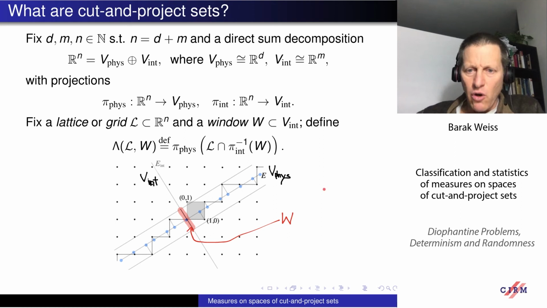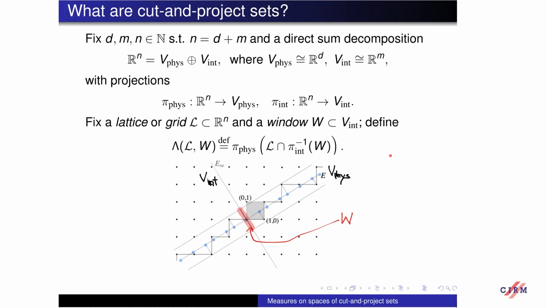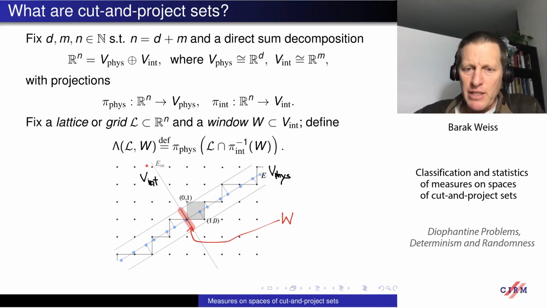So here's a picture explaining this. All the data that I had before are still on this slide, but now there's a picture. The picture is in 2 dimensions, so n here is 2, d and m are both 1. Physical space is this diagonal line running through the picture, a one-dimensional space. Internal space is the orthogonal line here. The cut-and-project set is the blue dots along the line. You're seeing that they're not a periodic set, although they seem to have some weak kind of periodicity. And they're constructed as follows.